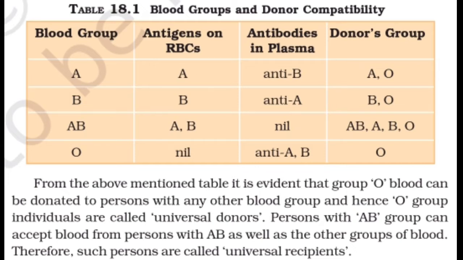Blood group O: antigens on RBCs nil, antibodies in plasma anti-A and anti-B, donors group O. From the above-mentioned table, it is evident that group O blood can be donated to persons with any other blood group, and hence O group individuals are called universal donors. Persons with AB group can accept blood from persons with AB as well as the other groups of blood. Therefore, such persons are called universal recipients.